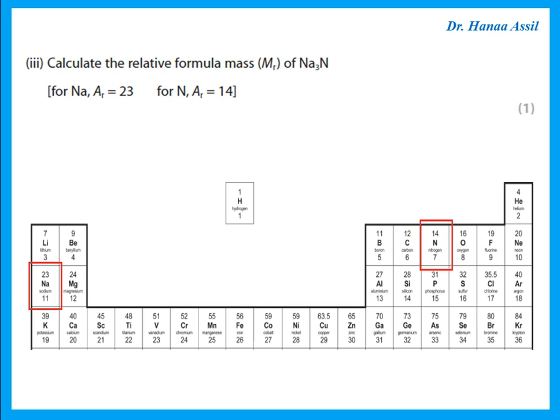Now, how many sodiums do we have? We have 3 of them. So that's 23 times 3, plus I have 1 nitrogen, which is 14. So the Mr of this compound is 83.